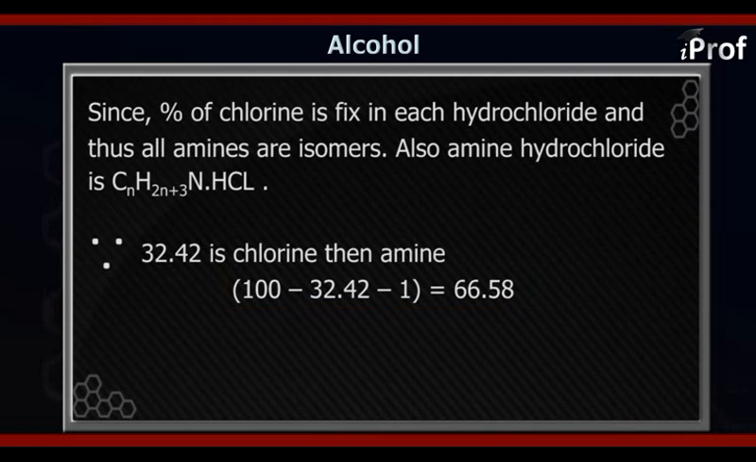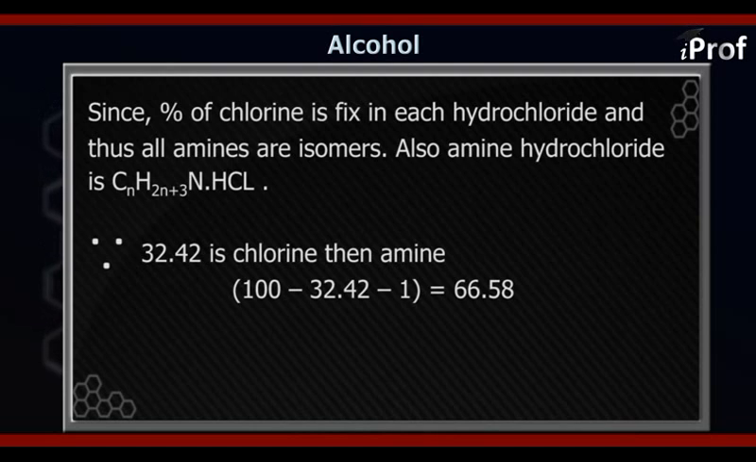Now what you can claim is that if you have 32.42% chlorine, then the amine is something like 66.58 grams or percent. Now we know that the atomic weight of chlorine is 35.5. So for 32.42 grams of chlorine, the amine required is 66.58 grams.